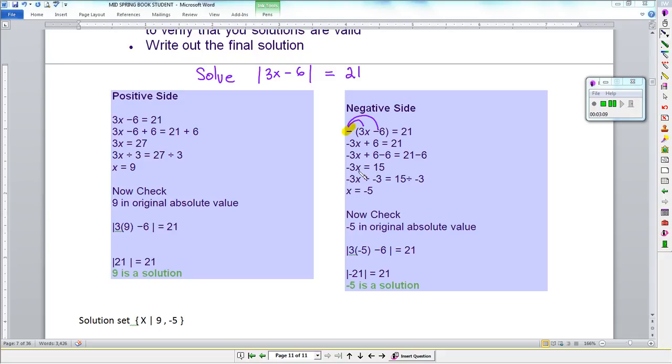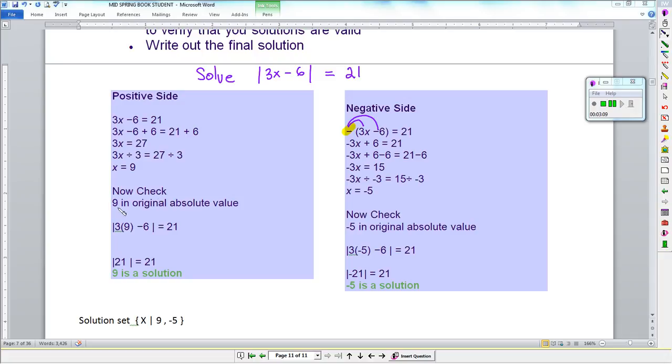And then we want to isolate the x, so we divide both sides by negative 3. Negative 3x divided by negative 3 gives us x. On the right side, 15 divided by negative 3 gives us negative 5. So now we're done with step 2. Step 3, we are going to go back and check the answers. We'll start with the positive side.